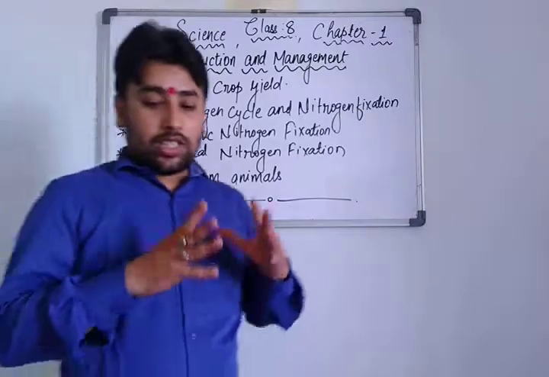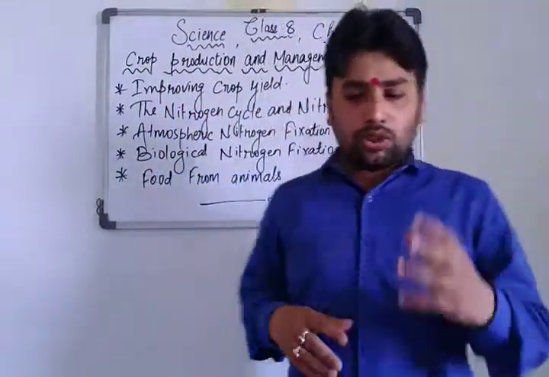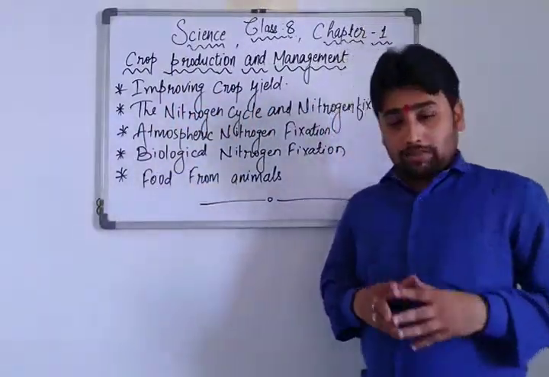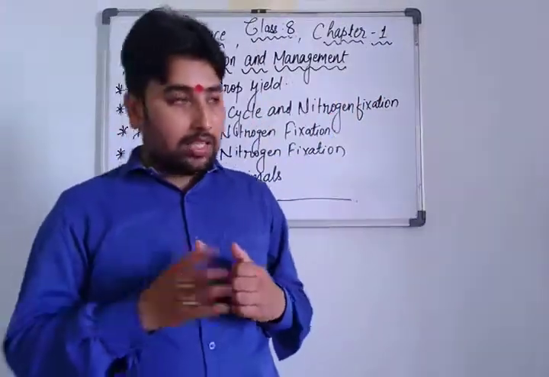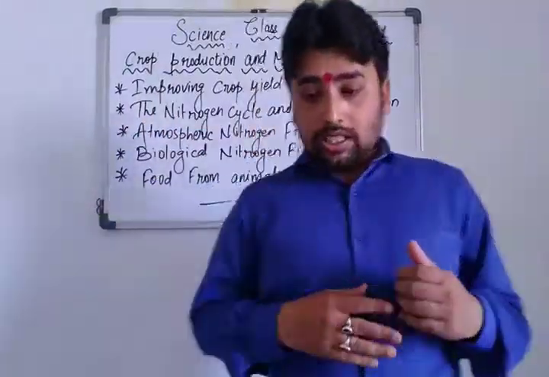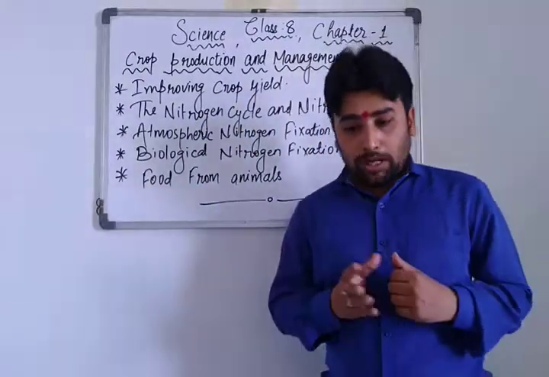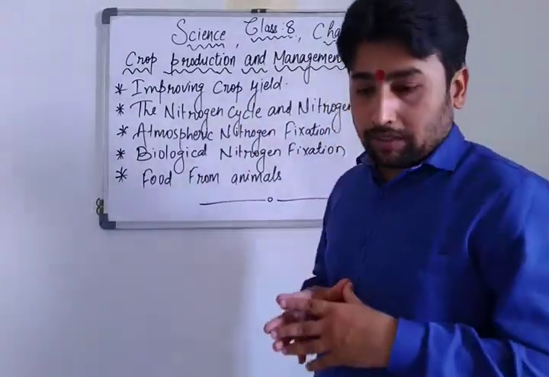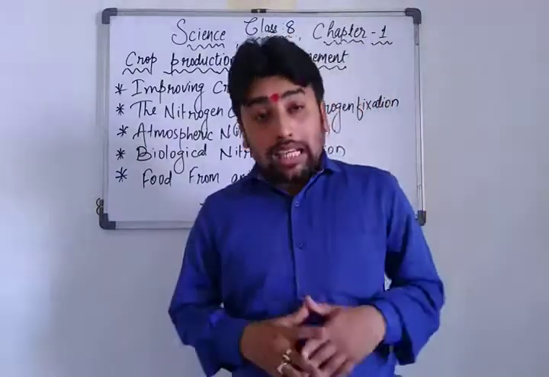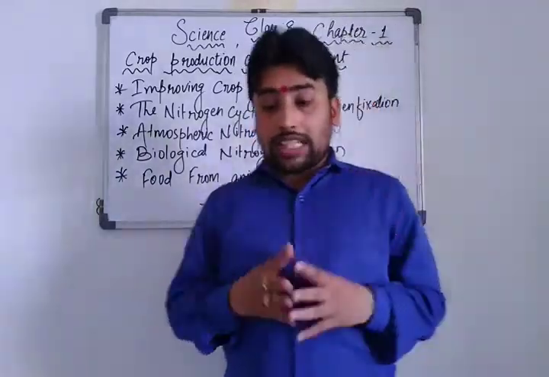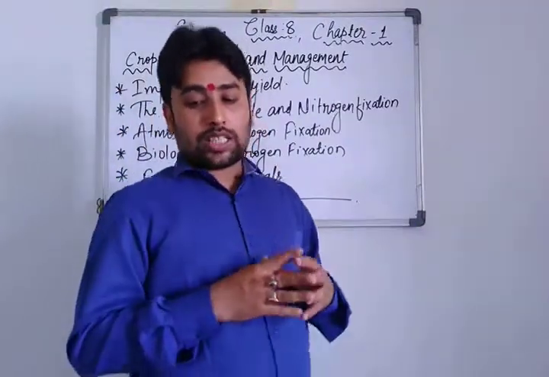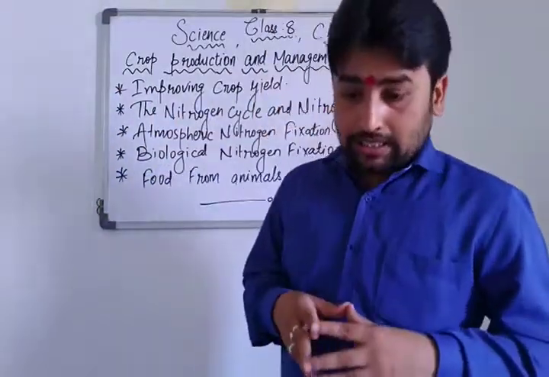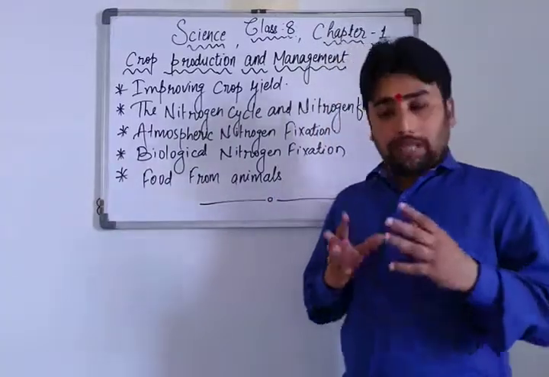The last topic is food from animals. Can you tell me which type of food we get from animals? Have you heard about animal husbandry? We use the help of animals in many ways, like bullocks, horses, donkeys and so on, to move things from one place to another, right? We get milk products, we get meat of goat, sheep and cattle. We also get many useful products like wool, silk, leather and honey from animals.